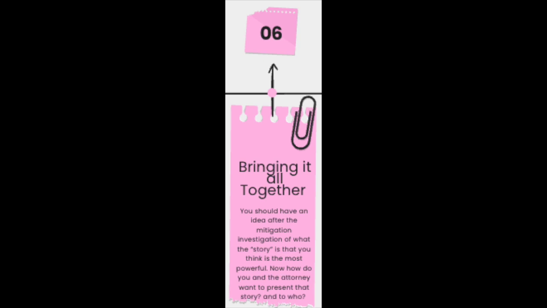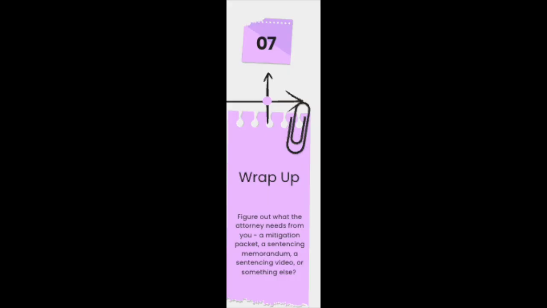So, sometimes an attorney will just want a sentencing memorandum. Sometimes they'll just want a mitigation memorandum, or they might just want a sentencing video. You want to know that upfront too. That might change how you do your interviews. Or they could want a mitigation packet. Well, is the packet for plea negotiations, or is it for sentencing? Is it just for them to have on hand? You just want to figure out what the purpose is so that you can tailor your work towards that.